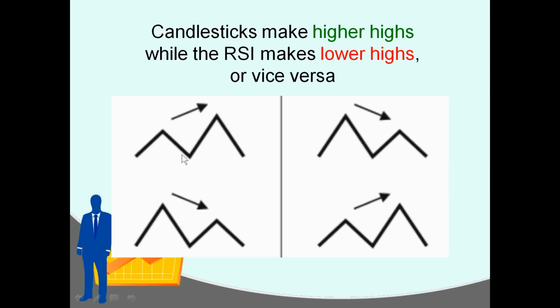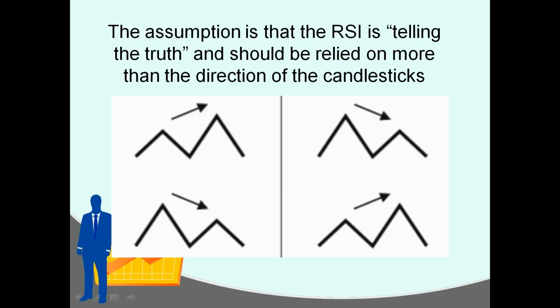So let's say you have a higher high with the candlesticks and a lower high with the RSI. That's a divergence. If you have a lower high with the candlesticks or a higher high with the RSI line, then that would also be a divergence. That's a more obvious one, and that's pretty significant if you're a technical trader. The assumption is that the RSI is telling the truth and should be relied on more than the direction of the candlesticks.